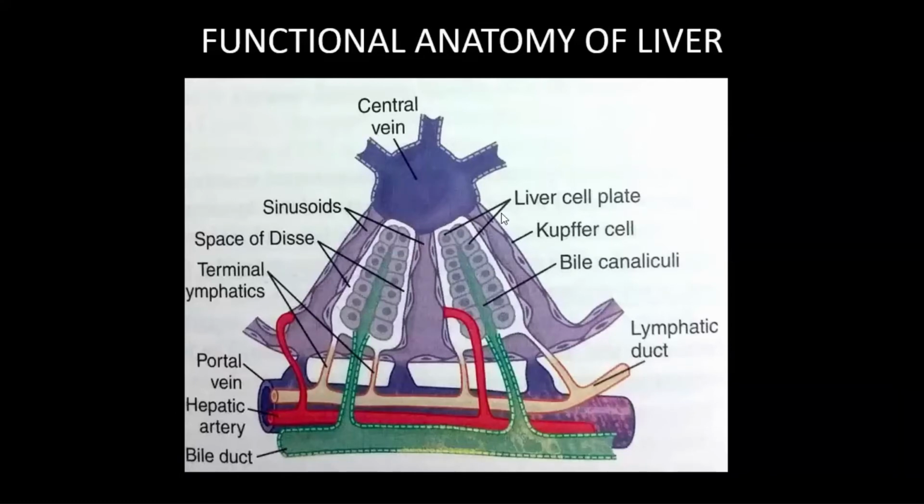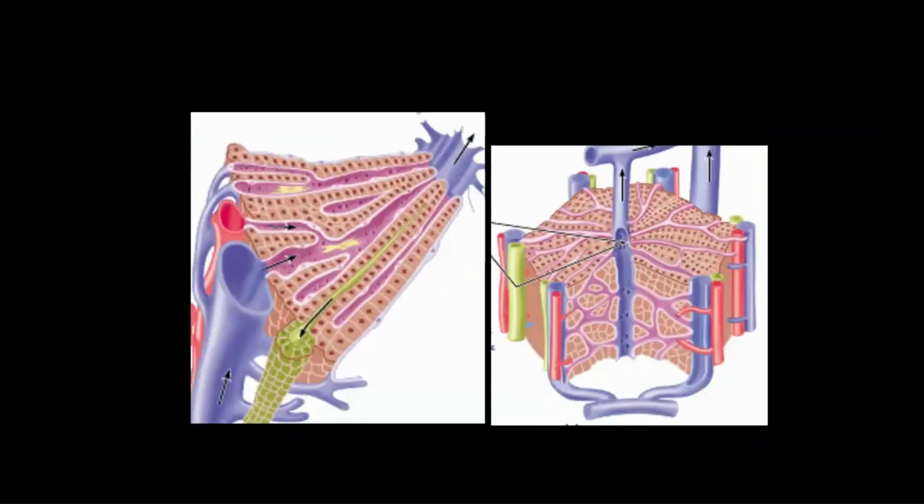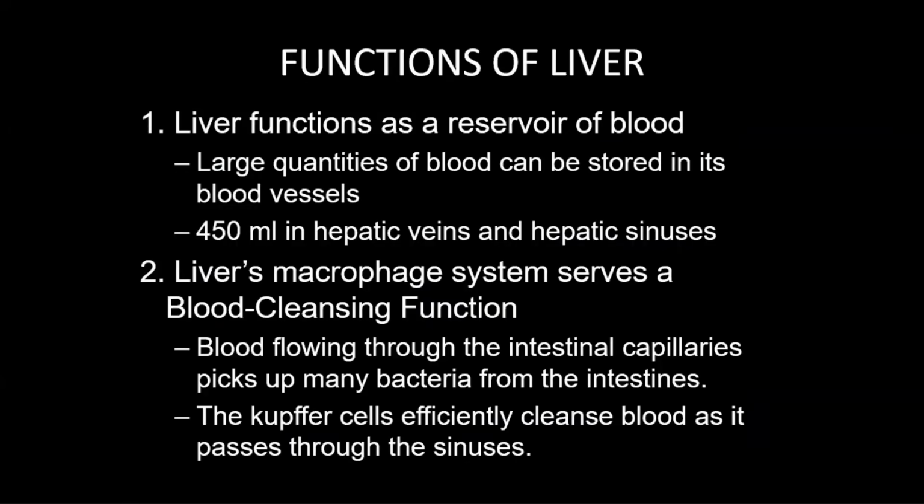Now let us study the functions of the liver, because in your exam you will be asked to write down the functions of the liver. So this is the structure of the liver. In this diagram you can see that blood is flowing in one direction and bile is flowing in the other direction. This is countercurrent. So if you are asked in your exam for 1 mark to write down the functions of the liver, just enumerate them. No need to explain.